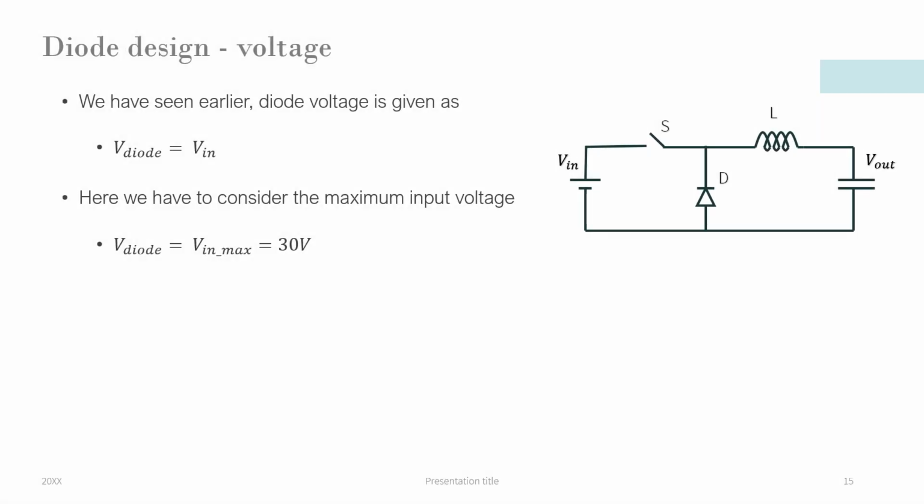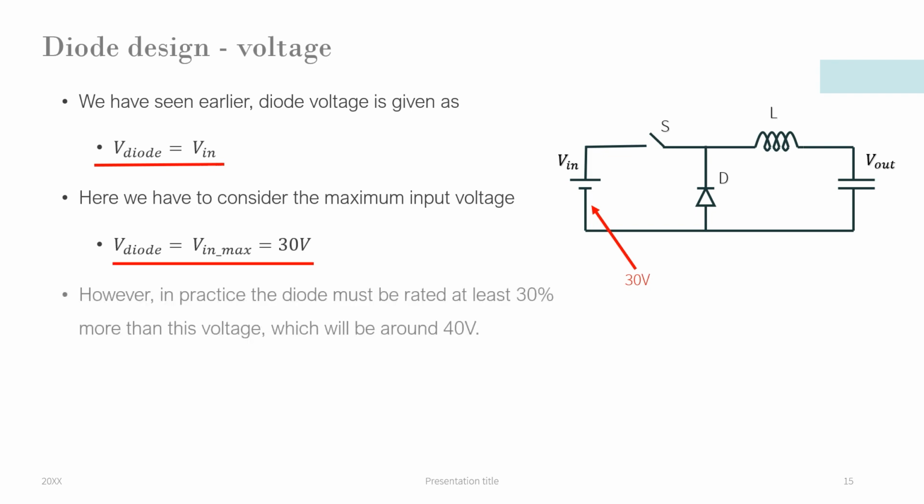Let us now design the diode. We know that diode voltage is equal to the input voltage when switch is turned on. Hence, we need to consider maximum input voltage. Therefore, diode voltage is 30 volt. However, in practice, diode must be rated at least 30% more than this voltage. This will be around 40 volt.